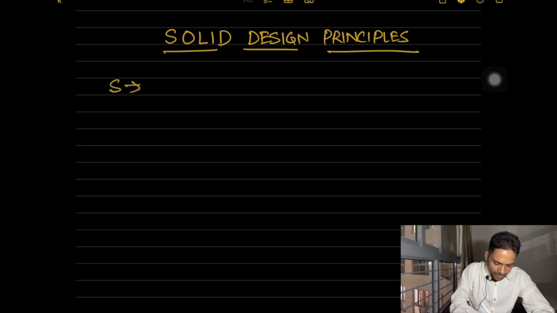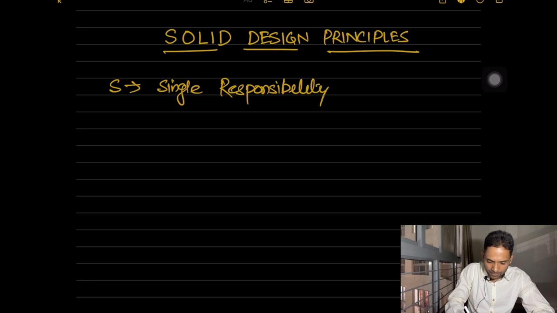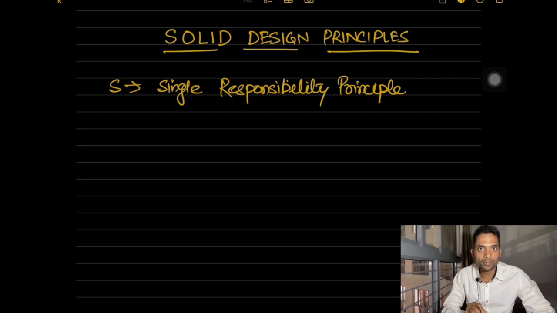So S stands for single responsibility principle. What does single responsibility principle mean? To understand in simple terms, let's take an example. Say we have two subjects, science and English, and each of the subjects has its own core theme.